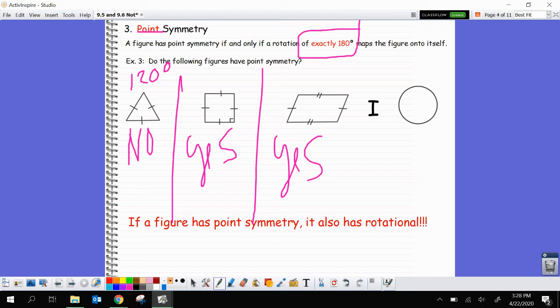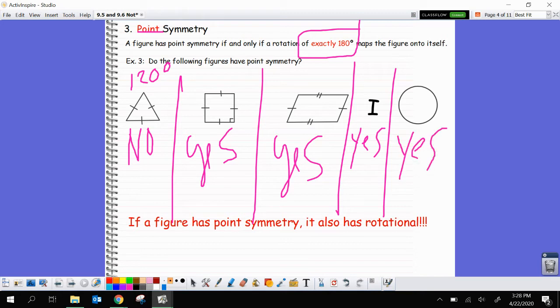That's yes. Okay, then we look at this eye. And if I turn this eye 180 degrees, that's not working real well, but if I turn it 180 degrees, it's going to look exactly like it does now. And so we would say yes for this. And then the circle, again, we said infinite, but if I were to turn it 180 degrees, it is going to look exactly like it does now. So yes, the circle does.